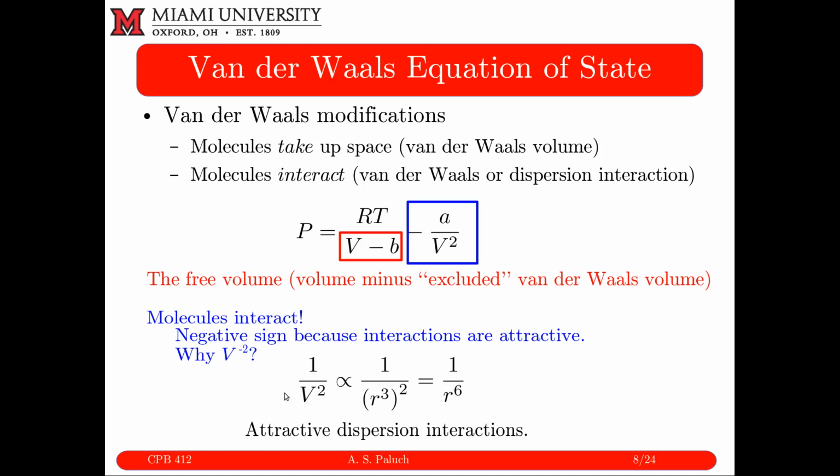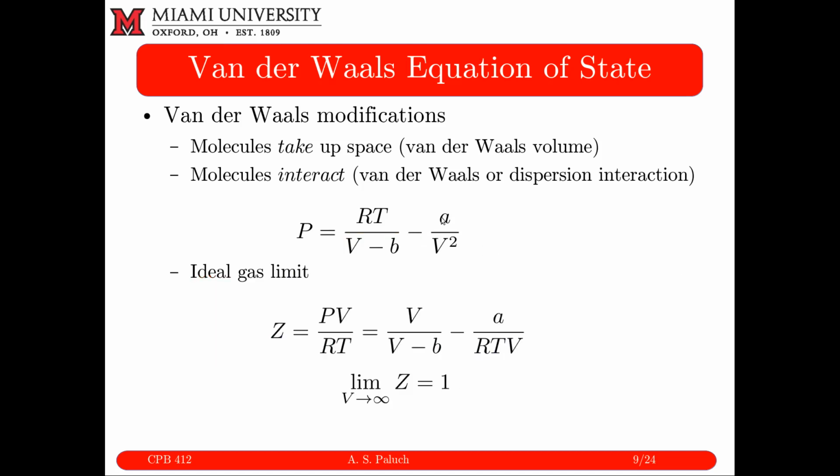If I think about my molecules sitting on a cubic lattice, as in the exercise we had back in chapter 1, then the interaction distance is proportional to volume to the 1/3 power. Based on that, 1 over V squared should be proportional to 1 over r to the 6, and that's where this term comes in. This is meant to account for dispersion interactions. Cool. So we have a two-parameter model.